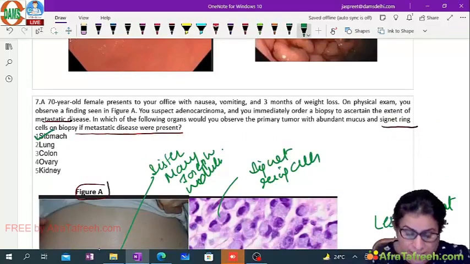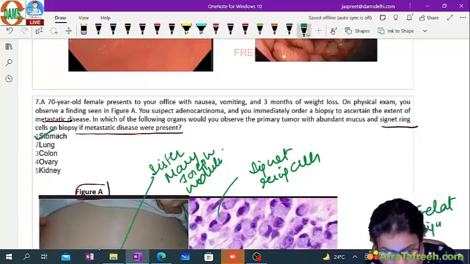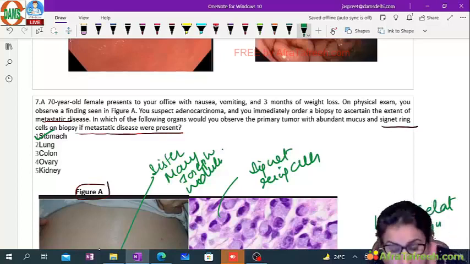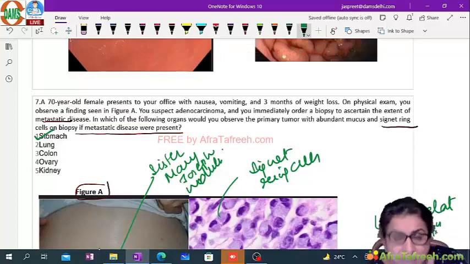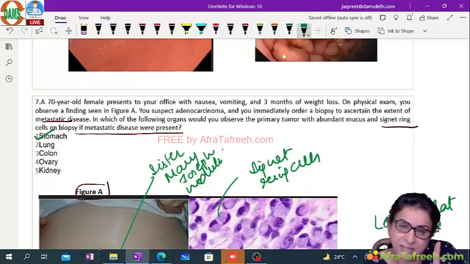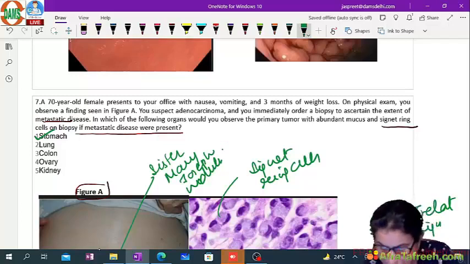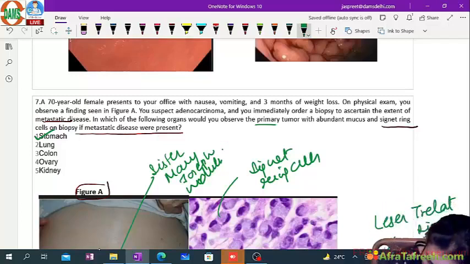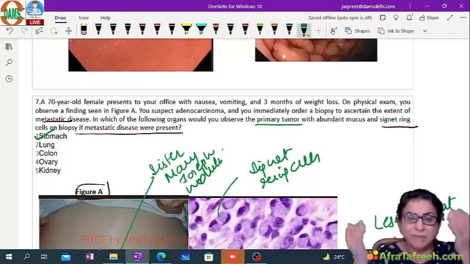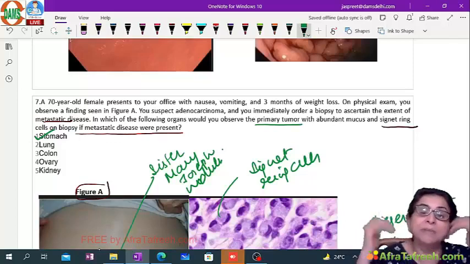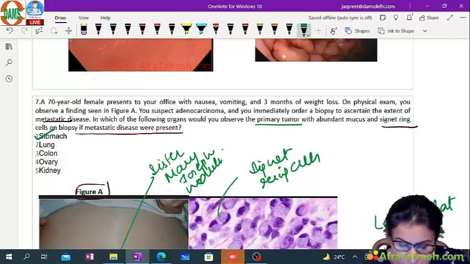Okay. Now Pooja, answer is 1, that is stomach, not ovary. Here you are asked, in which of the following organs would you observe the primary tumor? So you have to tell the primary. Primary is in the stomach. It can go to the ovary, producing Krukenberg tumor. It can produce Sister Mary Joseph nodules, Blumer shelf, Virchow's node. But where is the primary? Primary tumor is in the stomach. Yes, it can go to the ovary and produce Krukenberg, but that will be metastasis, not a primary tumor.